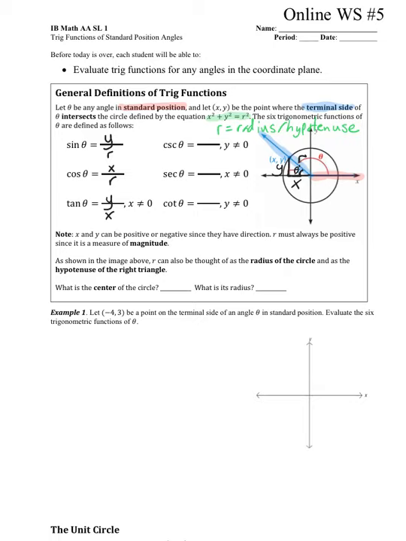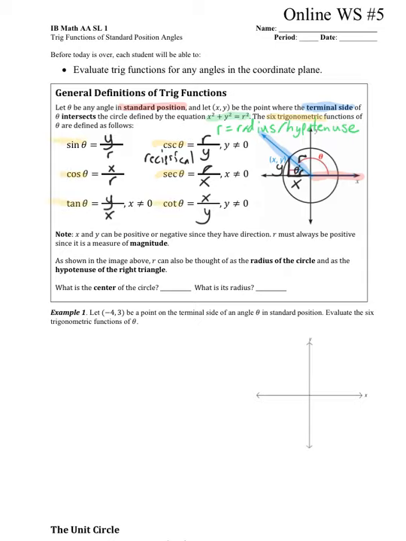Now these other trig functions over here are called reciprocal trig functions. There's cosecant, which is the reciprocal of sine. And if you remember reciprocal, that's just going to be r over y. Secant is the reciprocal of cosine. That's going to be r over x. And then the last one, the reciprocal of tangent is called cotangent. That's going to be x over y. Those are the 3 reciprocal trig functions. So whenever you see the 6 trigonometric functions, that's what I'm referring to: cosecant, secant, cotangent, tangent, cosine, and sine.